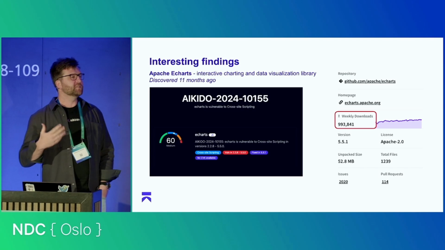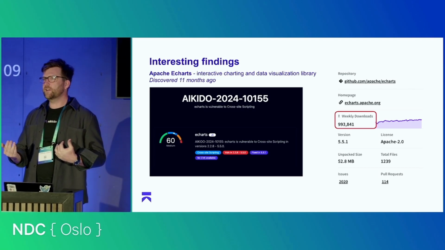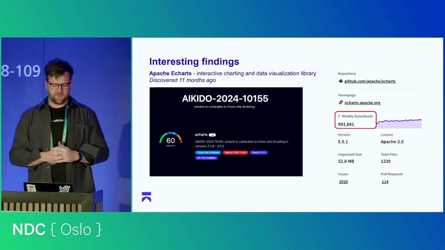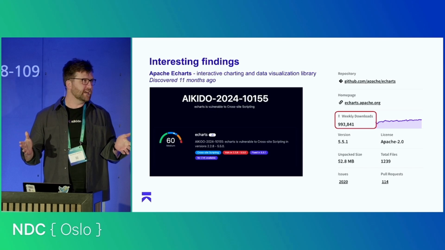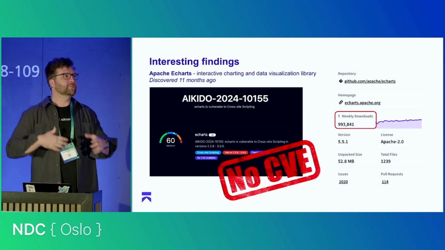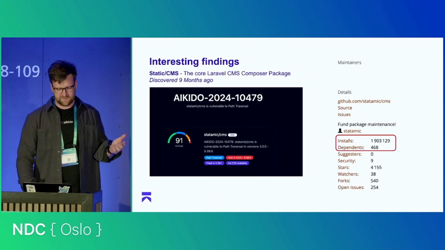Apache eCharts, this one's kind of interesting, not because of the vulnerability; it was a cross-site scripting vulnerability that we found. We ranked it a medium because the exploit chain was a little bit difficult to go through. It has 1 million weekly downloads, so again, very popular, and again, no CVE has been reported for this one, so people are completely unaware if they have this vulnerability in their things.